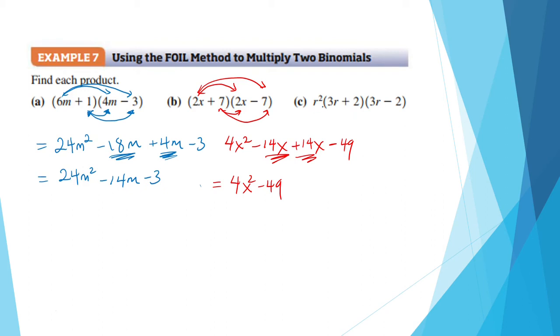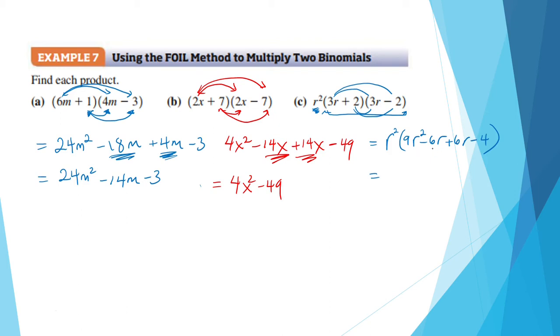For part C, we have a term that's multiplied to the left side. And then we have another binomial here. I would like to multiply these two on the right side first. So this is equivalent to r squared. And then we're going to multiply these out. 3r times 3r is 9r squared. 3r times negative 2 is negative 6r. 2 times 3r is 6r again. And 2 times negative 2 is negative 4.